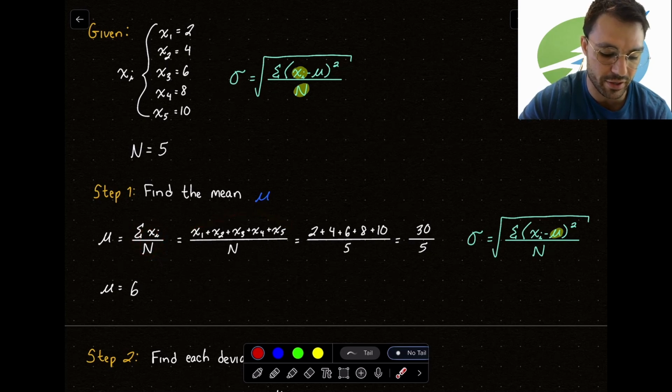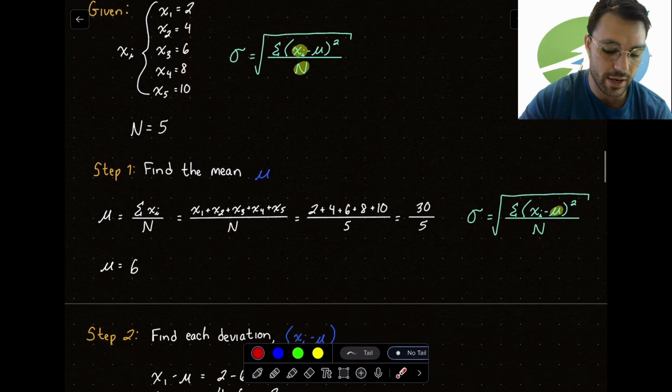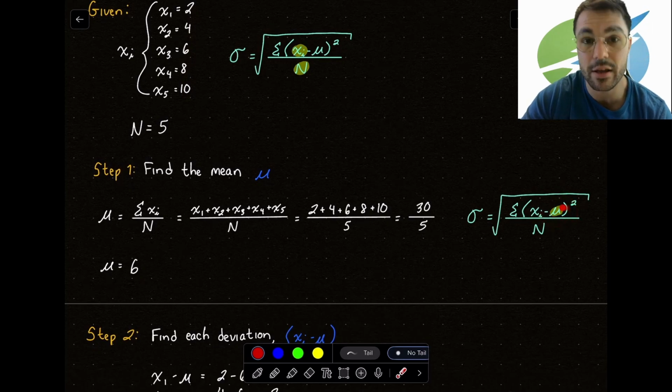You could also write it like this: x of 1 plus x of 2 plus x of 3 plus x of 4 plus x of 5 over n, which translates to 2 plus 4 plus 6 plus 8 plus 10 over 5, which equals 30 over 5, which equals 6. So the average for our data set is 6, and that's this part of our equation right here.